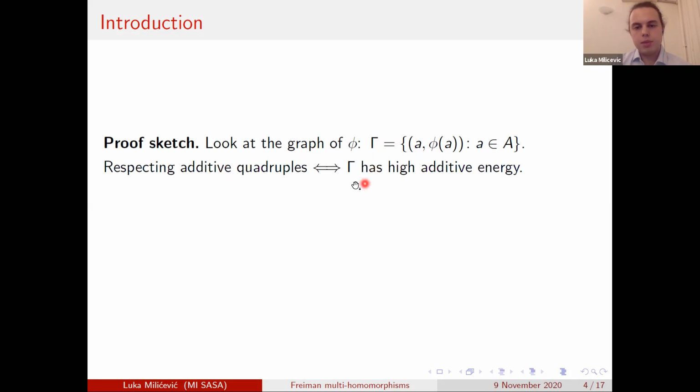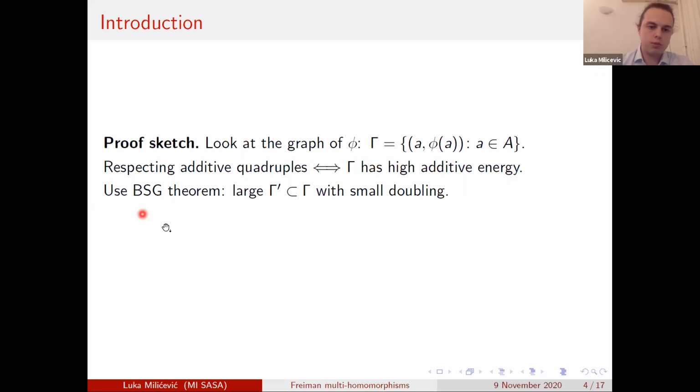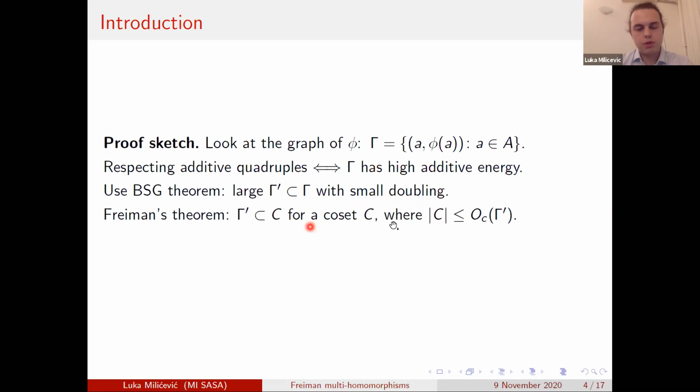Well, it exactly means that gamma has high additive energy, meaning if you pick 3 elements, x, y, and z from gamma at random, then with positive probability x plus y minus z belongs to gamma. And once one sees high additive energy, when we see that condition, we immediately think of Bogolyubov theorem. And we are able to find a large subset gamma prime inside gamma, which has now small doubling. So exact condition from Freiman's theorem, and thus we apply Freiman's theorem, which gives us a further coset C, which is not much larger than gamma prime.